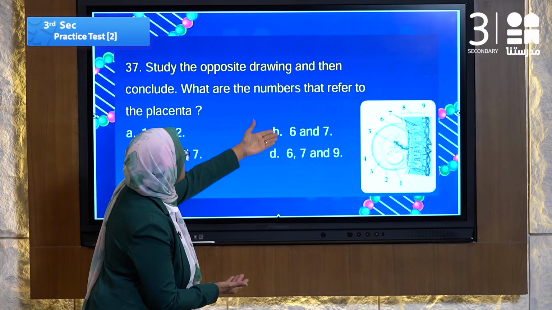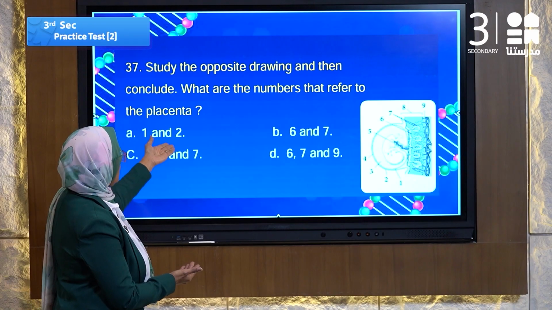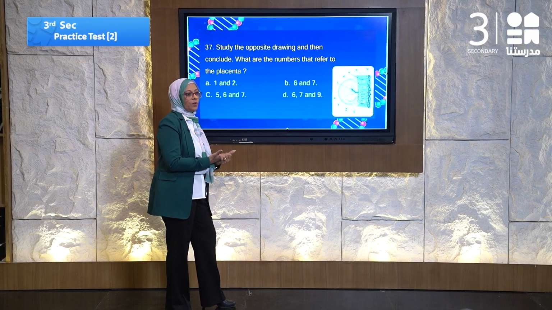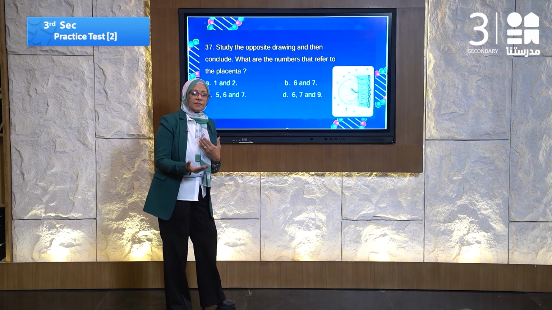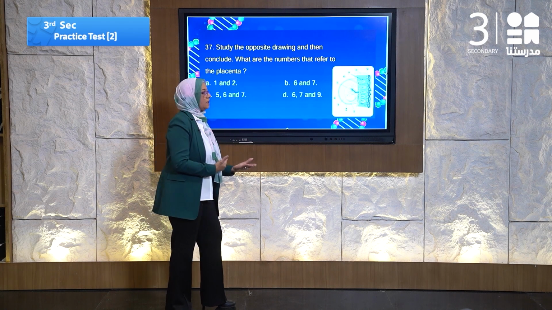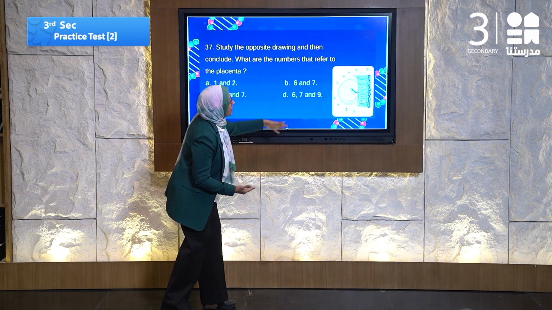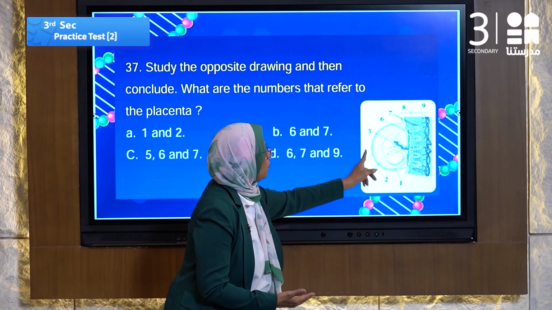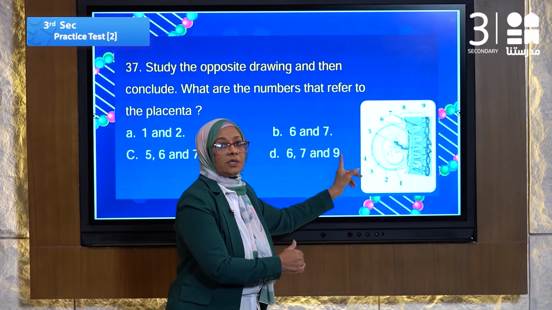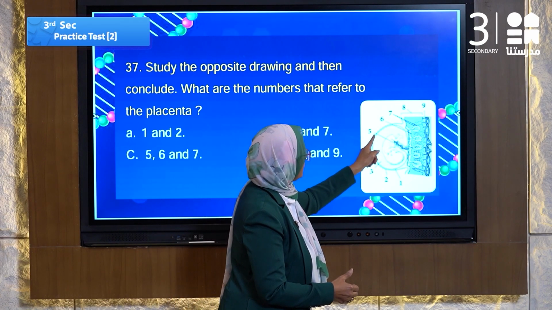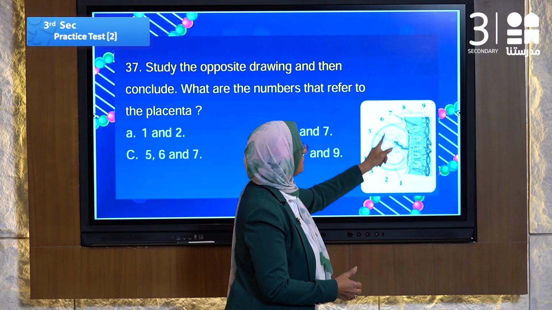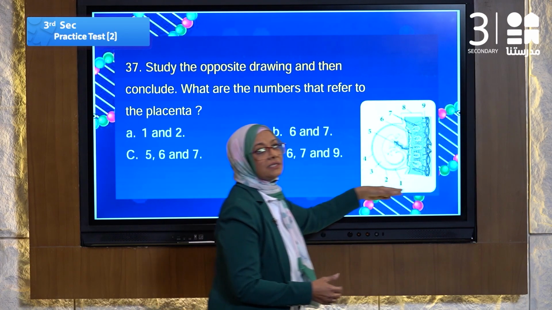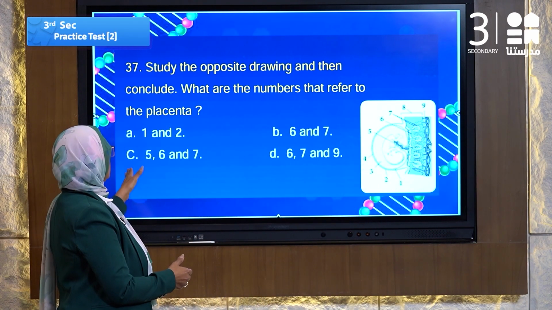What are the numbers that refer to the placenta? Where is the placenta? The placenta is the contact point between the mother and the baby. There are many numbers here. Numbers 1, 2, 3, 4 are for the baby only. 5 is the umbilical cord. 6, 7, 8, 9. Let's answer by reading the choices.